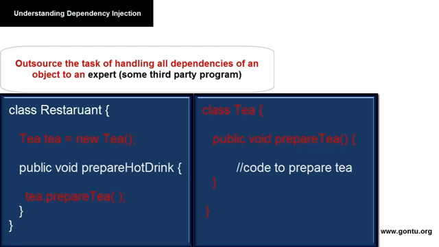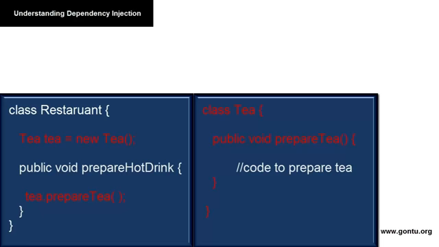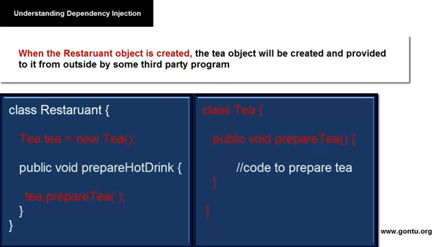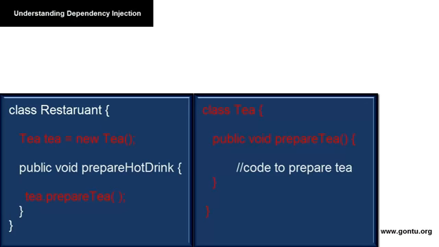Outsource this task to some expert, which could be a program written by you or pre-existing ones like Spring Framework, which does the job of creating and providing the dependencies of the requested object at runtime. From now on, we'll call this expert some third-party program. So the idea is when the restaurant object is created, all its dependencies would be created and provided to it from outside by such a third-party program.